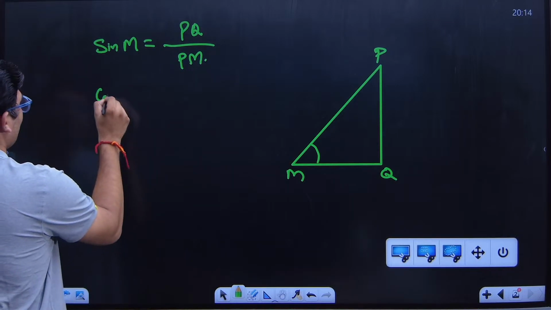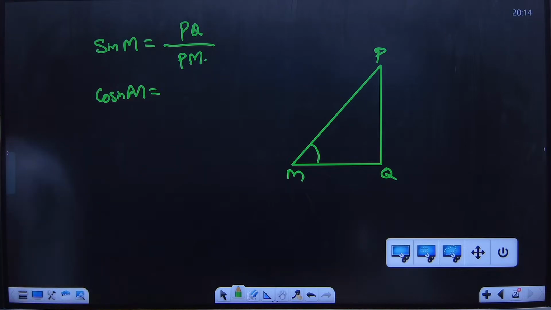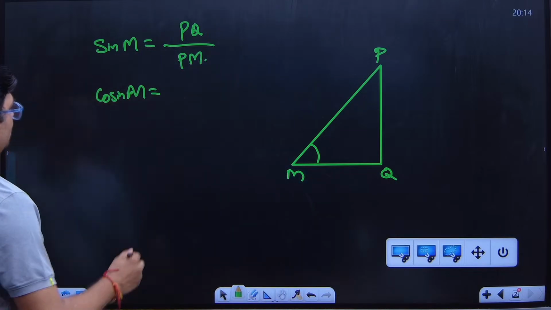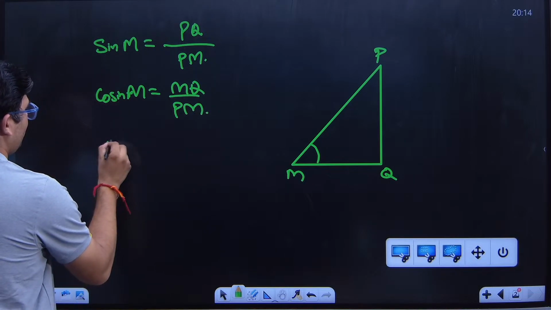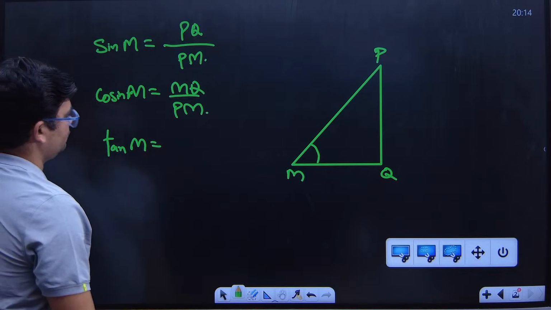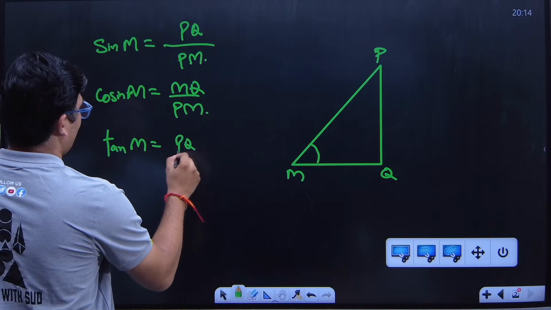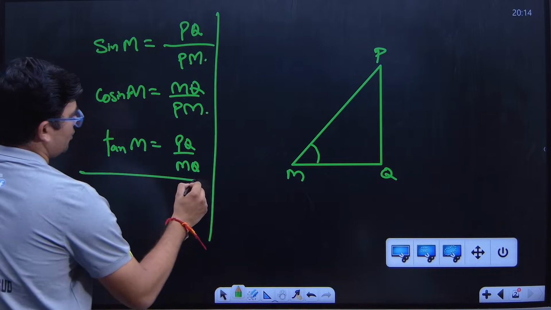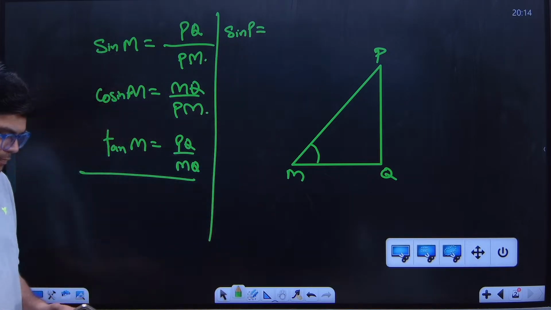Okay. Can you tell me what will be cosine M? It'll be MQ upon PM. Okay, wonderful. Can you tell me what is tan M? So tan will be PQ upon MQ. Wonderful, PQ upon MQ. Okay, good. Now if I ask you, what is sine P? Can you tell me what will be sine P?